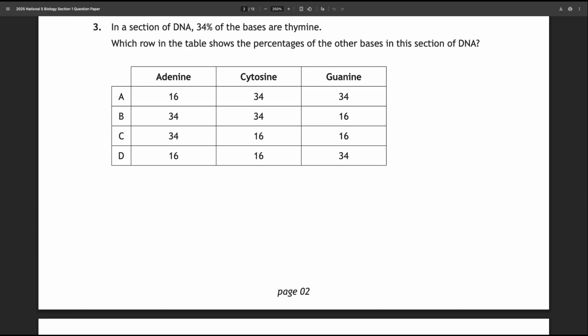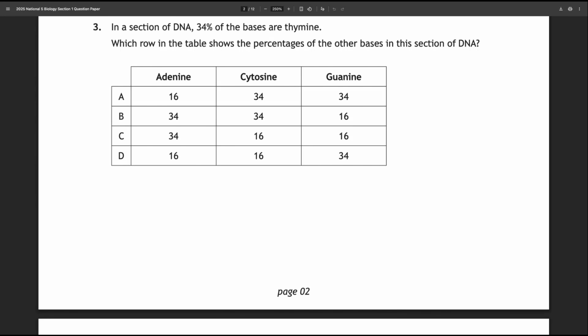So we know, or hopefully we know, that thymine is complementary to adenine, and therefore we would expect the percentage of bases in this section of DNA to be the same for adenine as it is for thymine. And if we look at the table, options B and C both show that. So we know the answer has to be B or C.